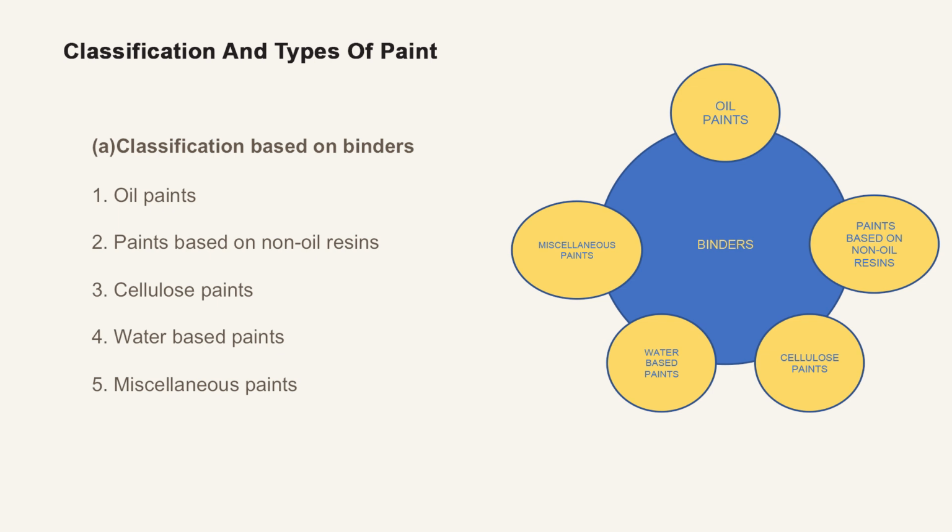Next, we have paints based on non-oil resins. These include various synthetic resins that offer different finishes and properties. Then we have cellulose paints, quick drying and used for high gloss finishes often seen on cars. Water-based paint, easy to clean up and environmentally friendly, perfect for indoor use. Then some miscellaneous paints, a catch-all category for other types that don't fit neatly into the above groups.